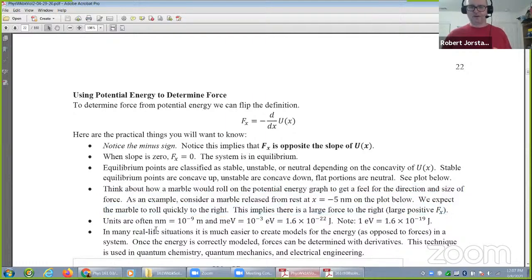All right. A note on the units. If you forget the units, nanometers is 10 to the minus 9th meters.